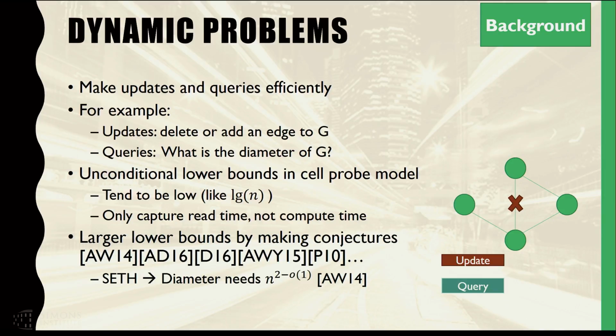But some work has happened recently that has given much larger lower bounds by taking conjectures like the all-pairs shortest paths conjecture or the strong exponential time hypothesis and saying, if you can do these dynamic computations efficiently, then you can compute these normal RAM model things like all-pairs shortest paths much faster. So for example, from the strong exponential time hypothesis, you can show that diameter needs n squared time in order to be solved, or you can do much faster than you expect. So that's neat.